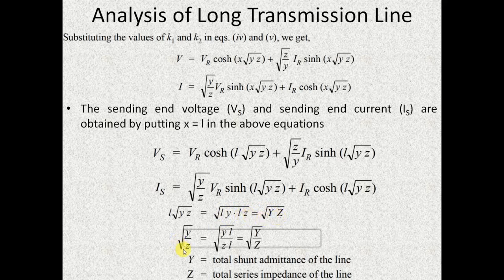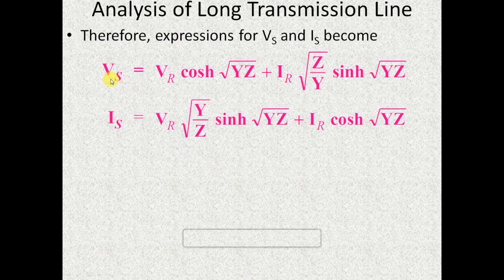Similarly, with the case of the term square root of Z by Y or square root of Y by Z, we can simply multiply both the numerator and denominator with the term small l, which is actually the total length of the transmission line. So square root of Y by Z will be same as that of square root of capital Y by capital Z. Finally, the relation for sending end voltage and sending end current can be written in terms of receiving end voltage and receiving end current, and the total series impedance of the transmission line and the total shunt admittance of the transmission line. All of you must know these relations, then only you will be able to solve the problems associated with this.